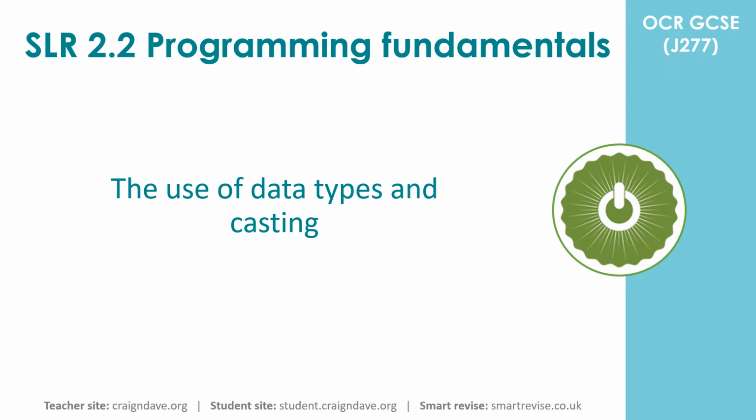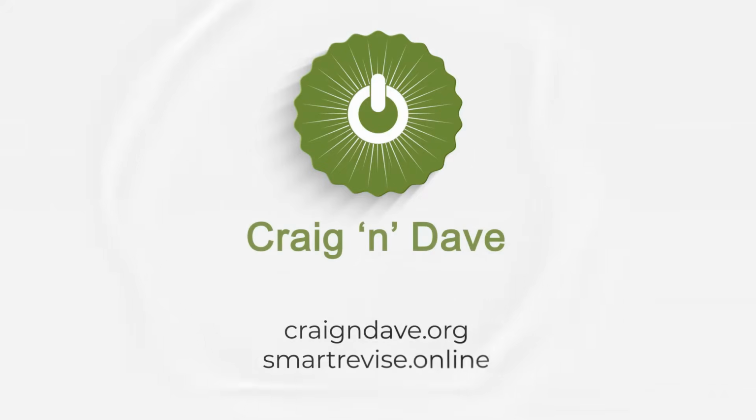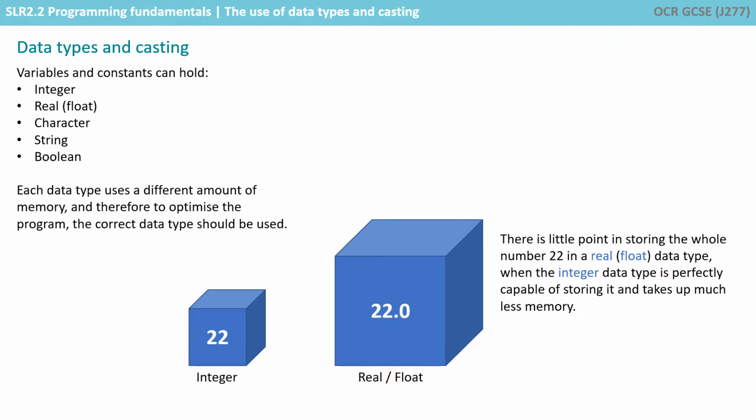In this video, we look at the concept of data types and casting. So we've already gone over variables and constants, and data types to a slightly lesser degree, in a previous video. As you may be aware, variables and constants can hold data that must be of a certain type. And the data types you need to know about for the exam are integers, real, character, string and boolean.